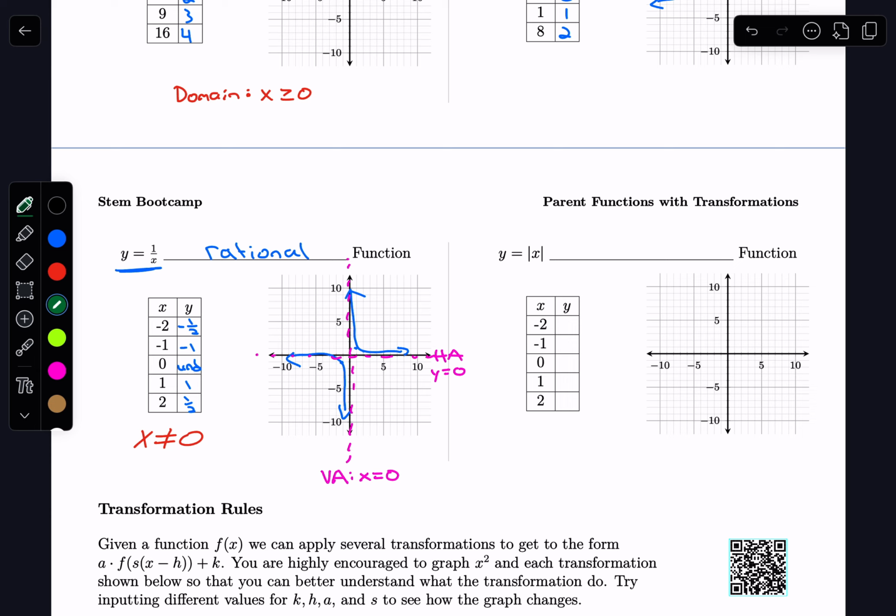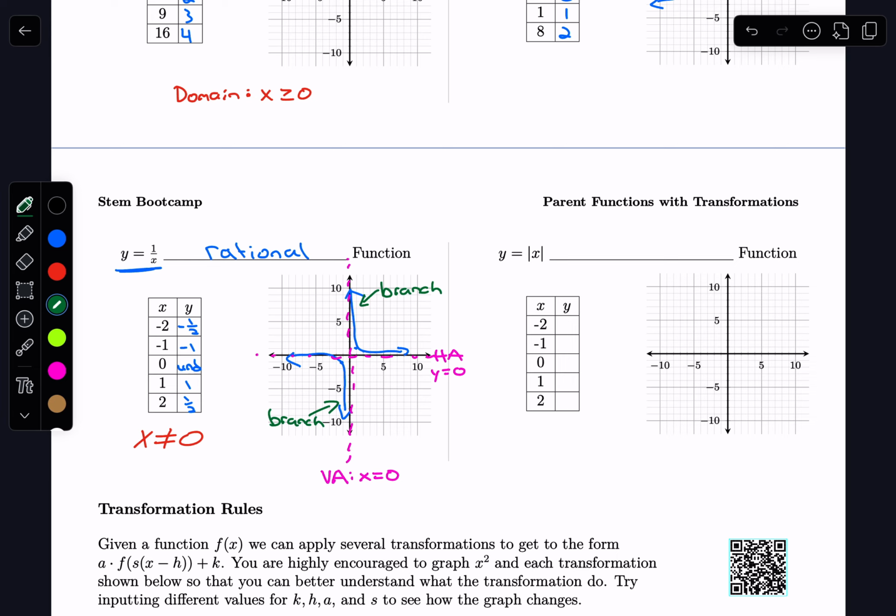Along with that, just a little bit of vocabulary. We call each of these sides branches. So the left is a branch and the right is also a branch. Whenever you have a graph that is cut up into pieces, we call those pieces branches of the graph.